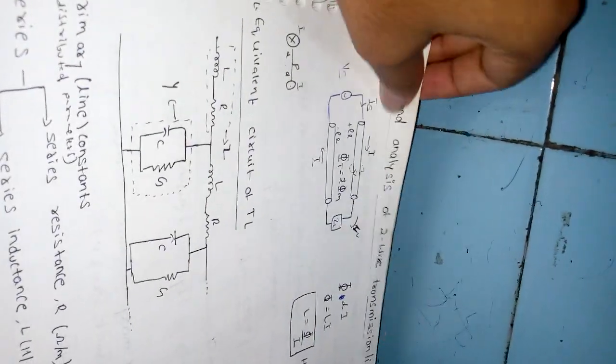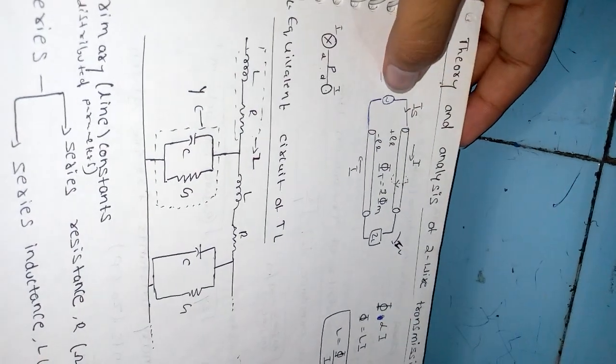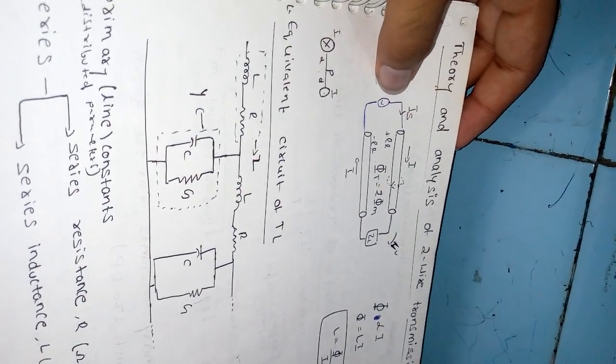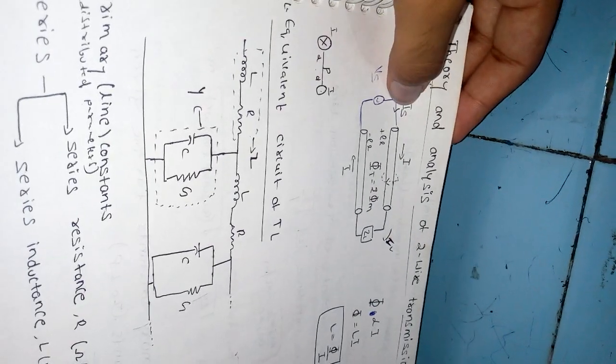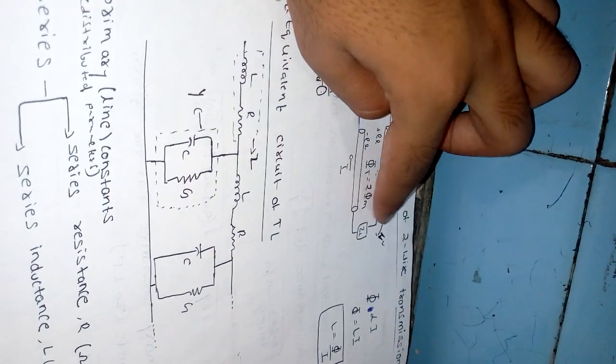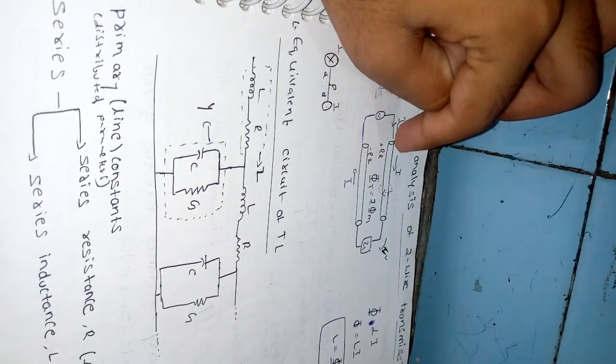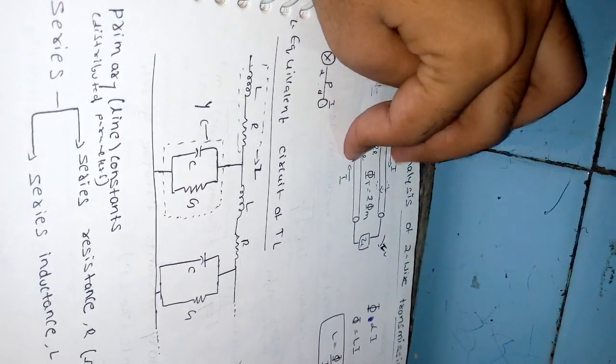Theory and analysis of a two-wire transmission line. Suppose this is a transmission line connected to a voltage source Vs, and the current from that voltage source is Is. Here the load is ZL, with a current flowing through it, where ZL is the load impedance. If this wire carries a charge density of plus rho L, the other carries a charge density of minus rho L.